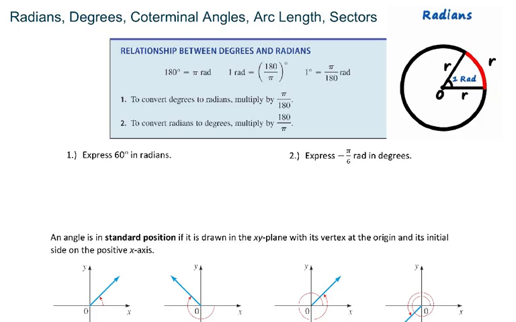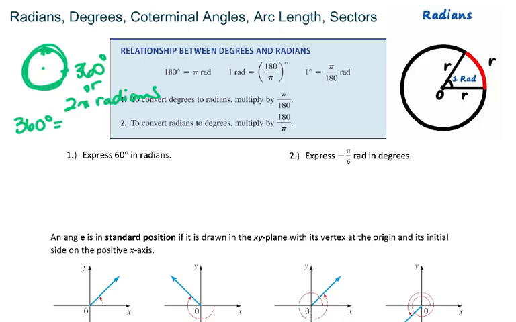We all know that a full circle, if we go all the way around, is 360 degrees or 2 pi radians. That's another way to have a full circle. So that establishes our idea that 360 degrees is equal to 2 pi in terms of radians.